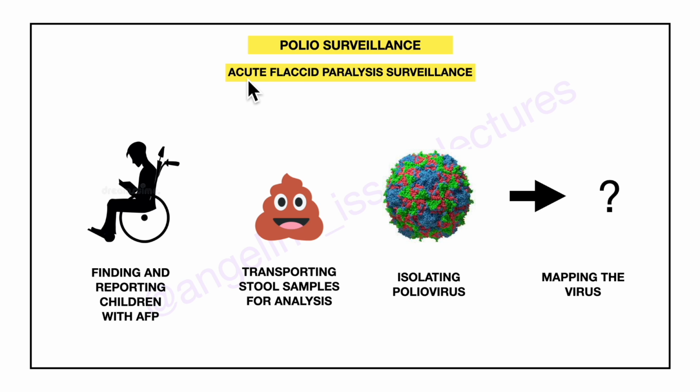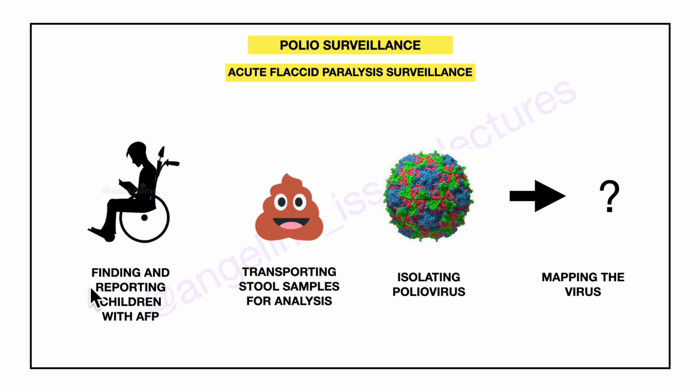So first we are going to learn about acute flaccid paralysis surveillance. Now there are 4 steps of acute flaccid paralysis surveillance. First is finding and reporting children with acute flaccid paralysis. Second, transporting stool samples for analysis. Third is isolating the polio virus. And fourth is mapping the virus. So first, finding and reporting children with acute flaccid paralysis.